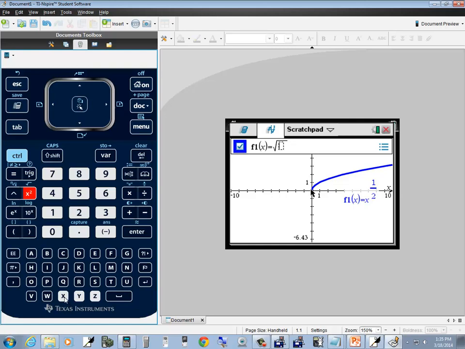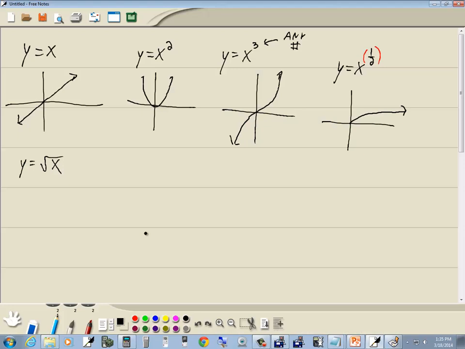I do my x key. Now notice I'm still in the square root at this point. So I want to do a right arrow key to get it out of the square root. And then press enter. And you see we get the same graph. Which is not surprising, because x to the 1/2 is the same as the square root of x.